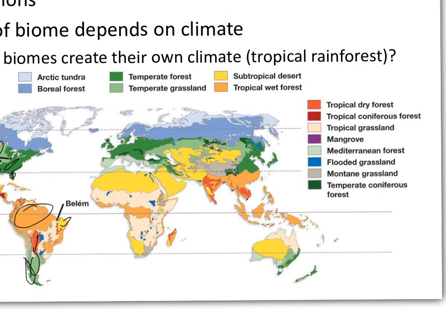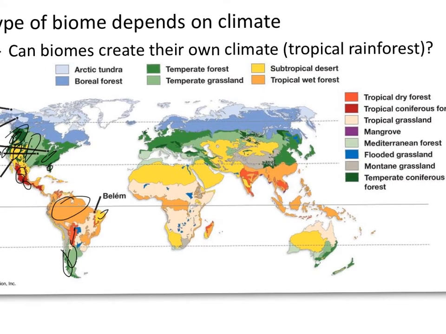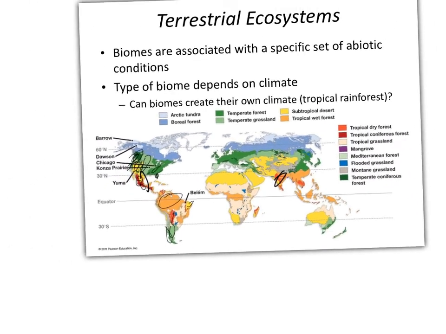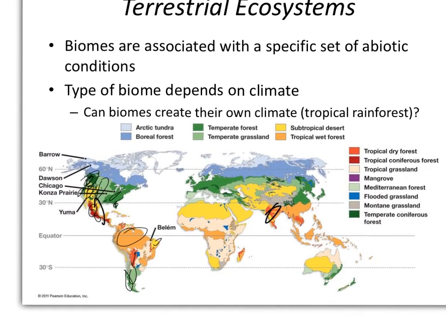Tropical coniferous forest. Let's see. Oh, that's what that is. So this is the tropical coniferous forest. This is the dry forest. And then there's other sorts of things here. Okay, so these are terrestrial ecosystems.